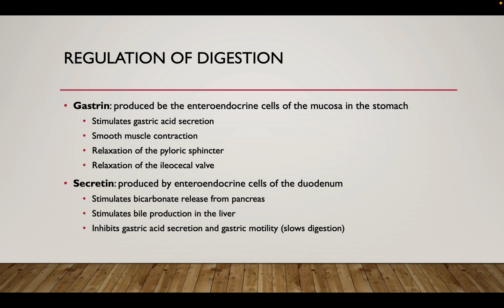Now, we also have secretin, which will be produced by other enteroendocrine cells, but these are going to be in the duodenum, so the small intestine. A lot of these will be involved with stimulating bicarbonate ion release from the pancreas, stimulating bile production from the liver, and then inhibiting gastric acid secretion and motility. So all of these have to do with things that are now occurring once digested material has left the stomach and has now entered into the small intestine.